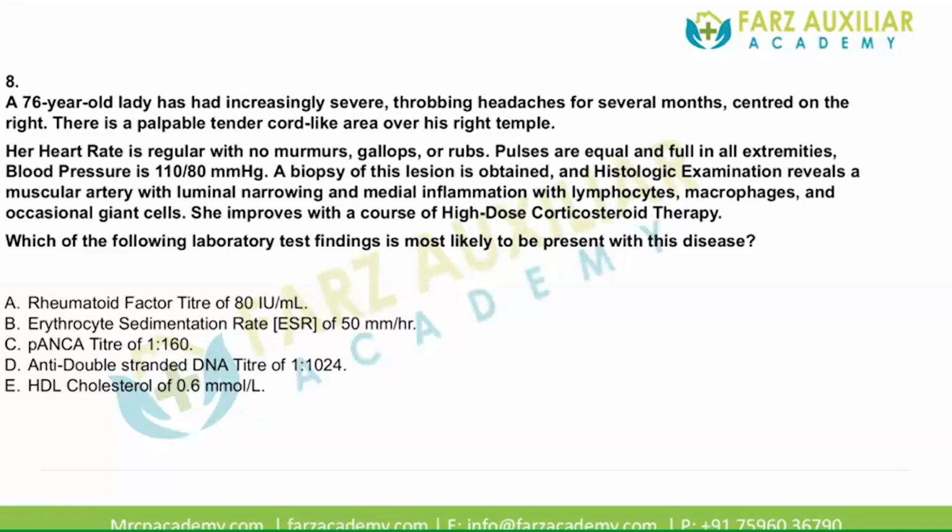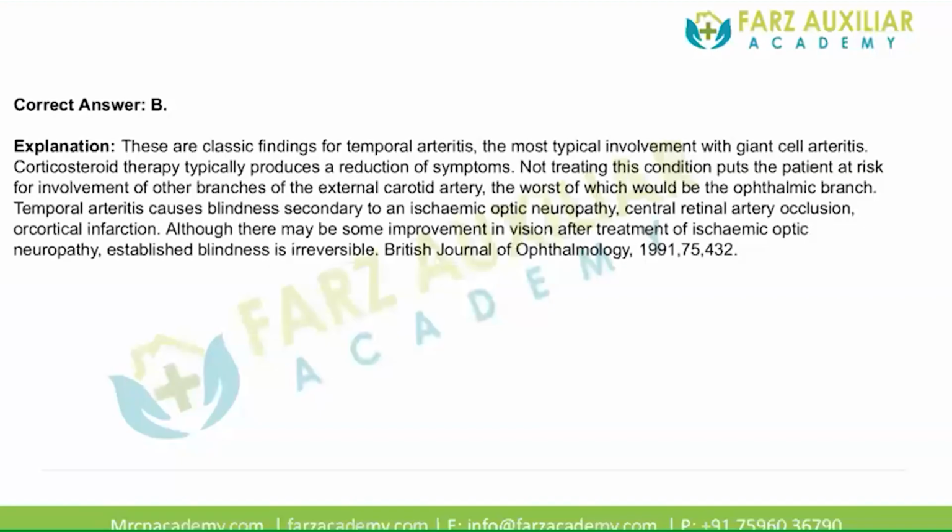What are we dealing with? Giant cell arteritis. Okay. So, what do you expect to find in giant cell arteritis? ESR more than 50. Anybody else? ESR is high. That is correct.